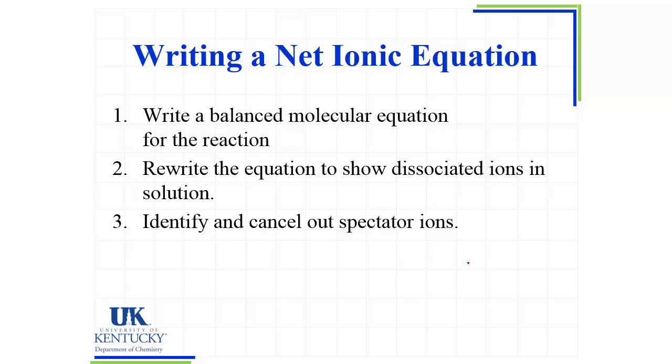So when we need to write a net ionic equation, first we want to write a balanced molecular equation for the reaction. It does need to be balanced. We need to make sure we're balanced at each step along the way. We're going to rewrite the equation to show dissociated ions in solution. So anything that's labeled aqueous will be broken up into its ions. And then we need to identify and cancel out spectator ions. So those things that do not change from the left to the right.